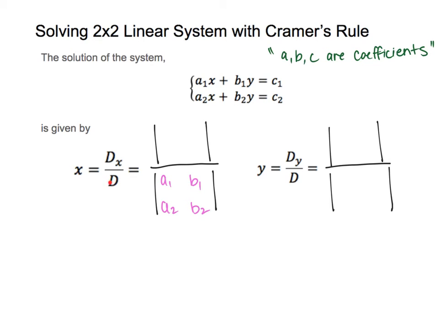Since x uses D in the bottom, y also uses D, and I'm just going to copy and paste this over here. So it also uses a1, a2, b1, b2. So I'm just taking those coefficients in front of x and y and putting them in the denominator's determinant. Now for the top, it's a little bit different, but I'll show you some tricks on how I remember.